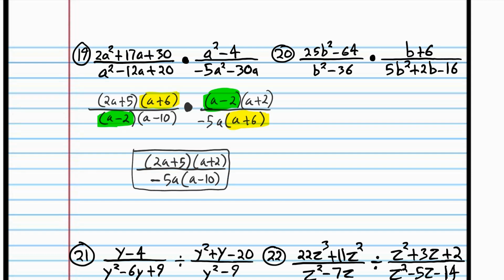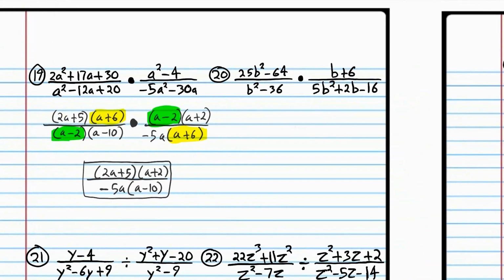So if you got that answer, good job. And again, it's just traditional to put the monomial term on the left side of that denominator expression. All right, so try number 20, and when you come back, we'll do it together.